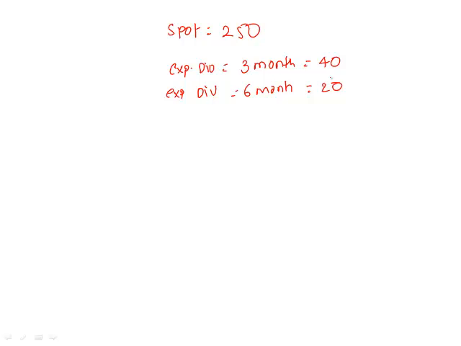Spot price is 250. Expected dividend in 3 months is 40. Expected dividend in 6 months is 20. It seems the company is going to liquidate with so much dividend. Expected dividend in 15 months is 30. Contract expiry is 12 months.